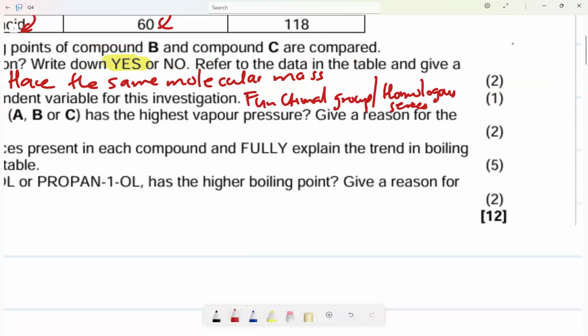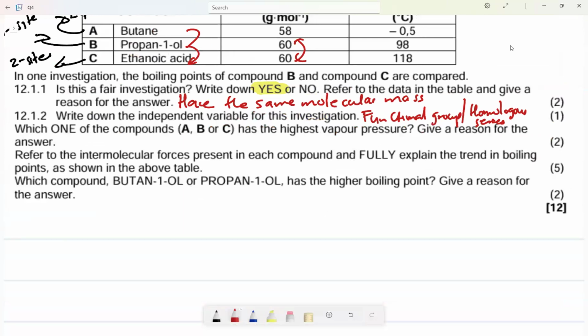Okay, yes. Which one of the compounds A, B, or C will have the highest vapor pressure? The one with the highest vapor pressure will have the lowest boiling point. Which one has the lowest boiling point? It is butane. So the answer is A. Give a reason for your answer. It has the lowest boiling point. How interesting is that? How easy is that also?